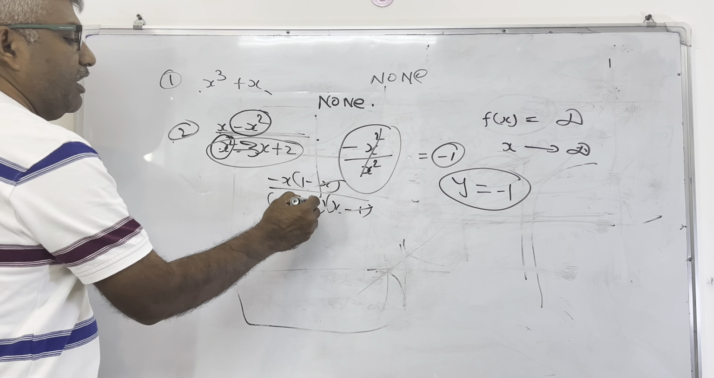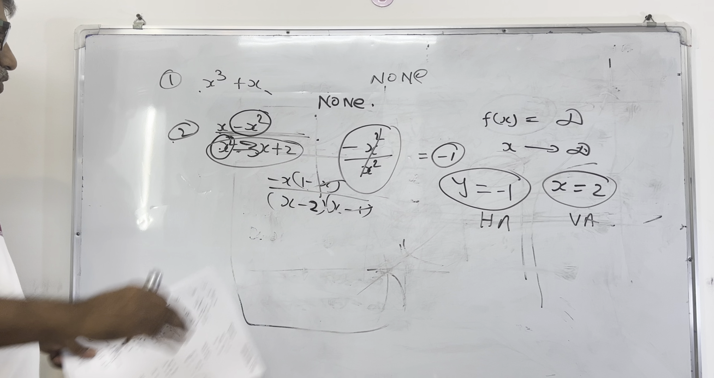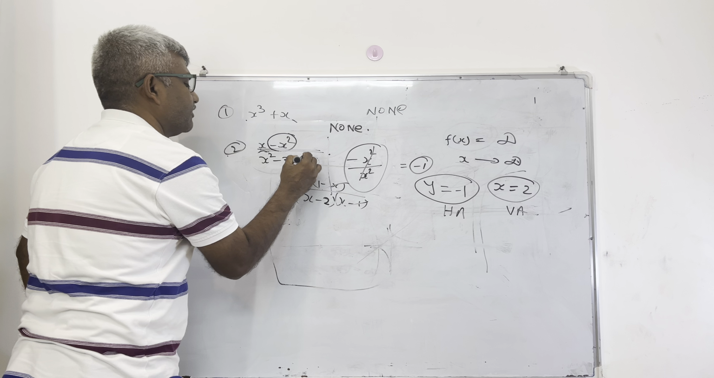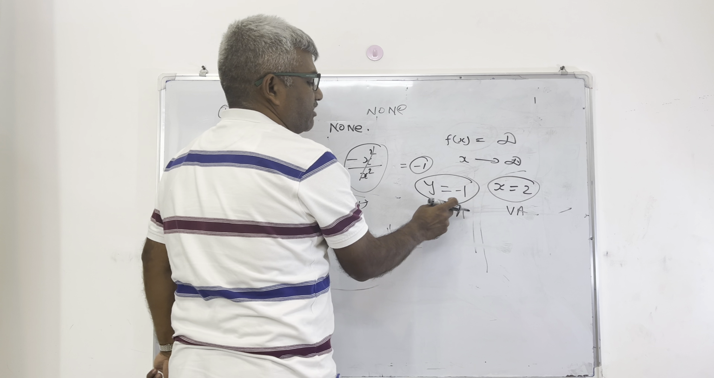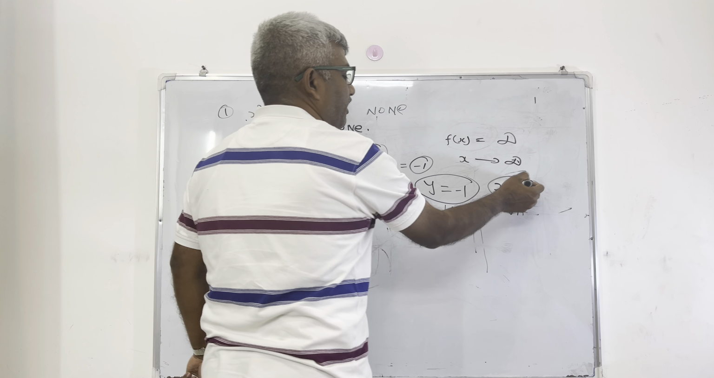Note it down. Question number 1, there is no asymptote, none. Question number 2, x minus x squared over x squared minus 3x plus 2. Horizontal asymptote y equal to minus 1, vertical asymptote x is equal to 2. Horizontal asymptote, how did you find it? Just find the maximum power, take out minus x squared over x squared. If you divide it, minus 1, you will get it. That is y equal to minus 1.